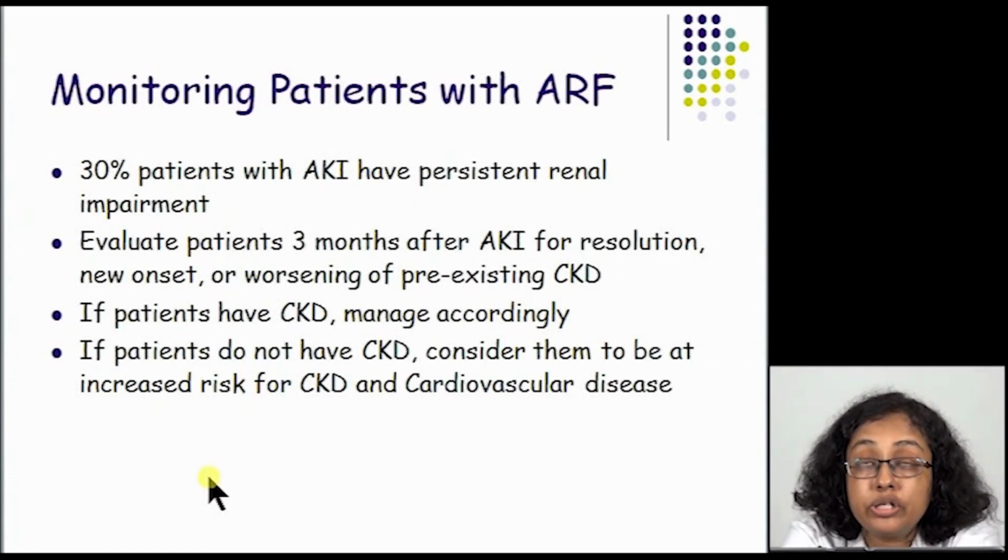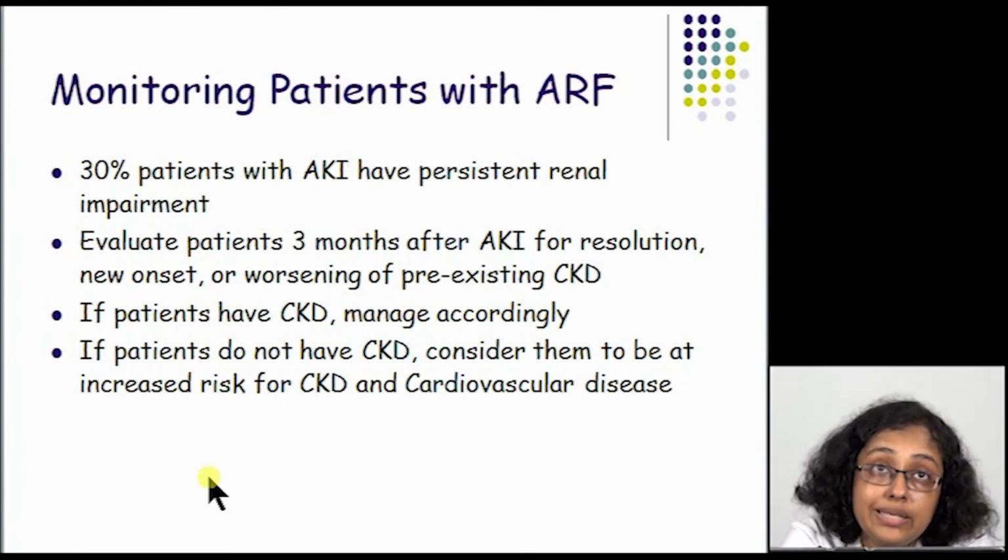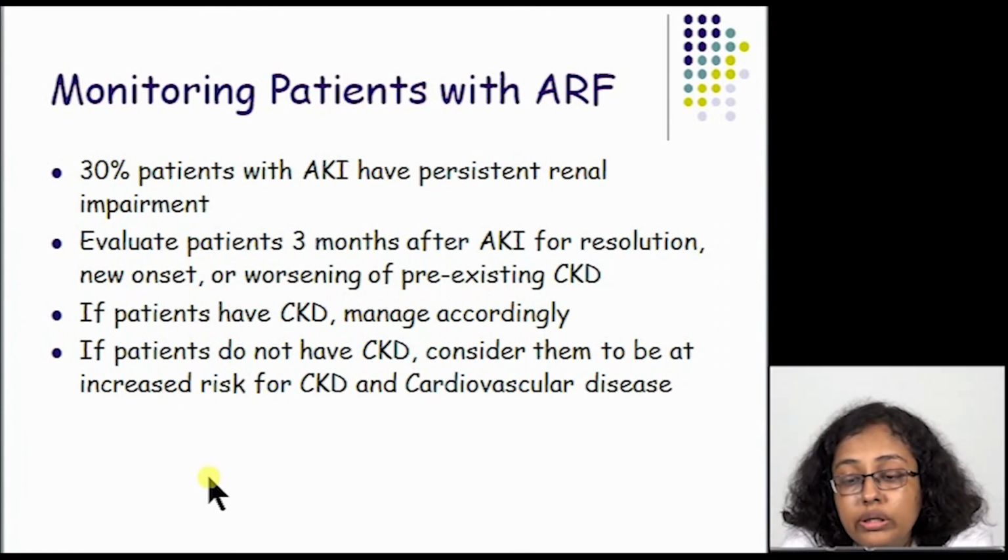Finally, a patient may or may not recover from acute renal failure. 30% of patients may have persistent renal impairment, which may range from continuing to require dialysis lifelong to a partial recovery of kidney function. So every patient of acute kidney injury, whether or not he continues to be dialysis dependent, should be monitored at least within 3 months to look for resolution of acute renal failure, new onset, or worsening of a pre-existing chronic kidney disease. If a patient continues to have residual impairment, that means he has developed CKD, or chronic kidney disease, and he has to be managed accordingly.